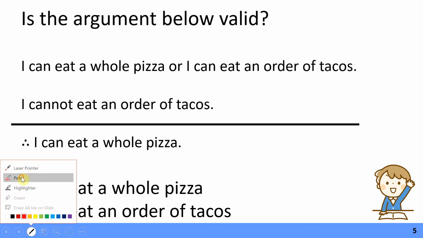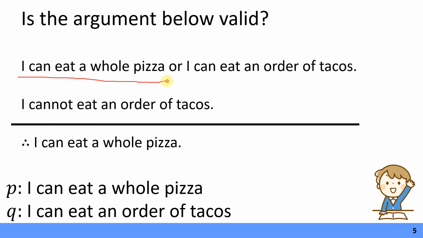So let's go through premise number 1. I can eat a whole pizza. That is P. I can eat an order of tacos. That is Q. And they're joined with the word or. You should know that that is a disjunction, right? From now on, or is disjunction. All right, let's go to premise 2.